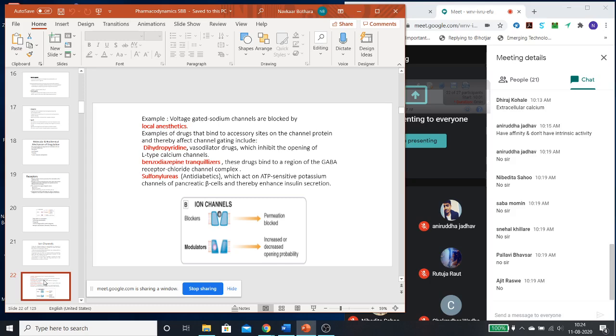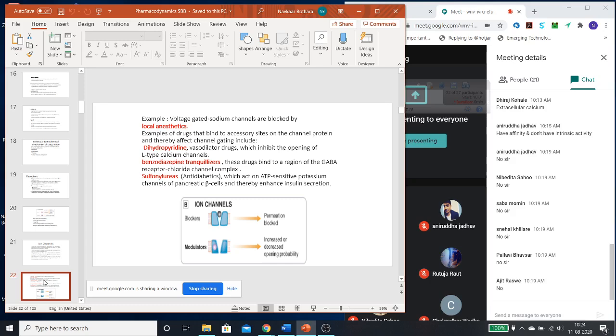Then benzodiazepine, I have seen, it binds to a region of the GABA receptor, just now I explained to you, and because of that it will cause opening of chloride channel ions. And sulfonylureas are there, which are anti-diabetics. They act on ATP sensitive potassium channels, and because of that they are causing insulin secretion. So these are the agents.